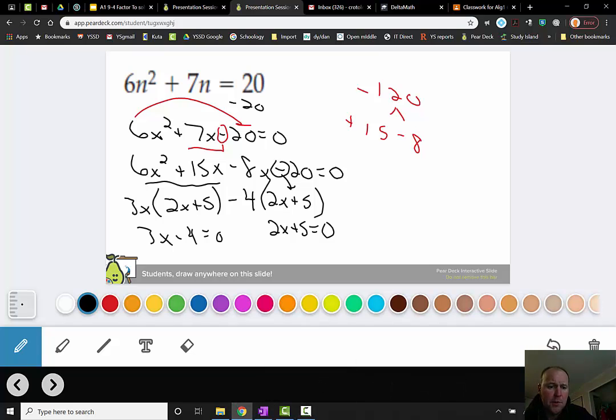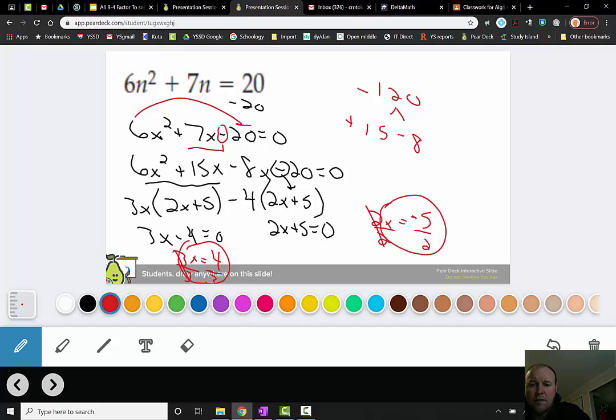Alright, that means we can finish this thing up and get some solutions. We're going to add 4. We're going to divide by 3. So 4/3 is the solution. We're going to subtract 5. So 2x equals negative 5 and divide by 2. So negative 5 halves.